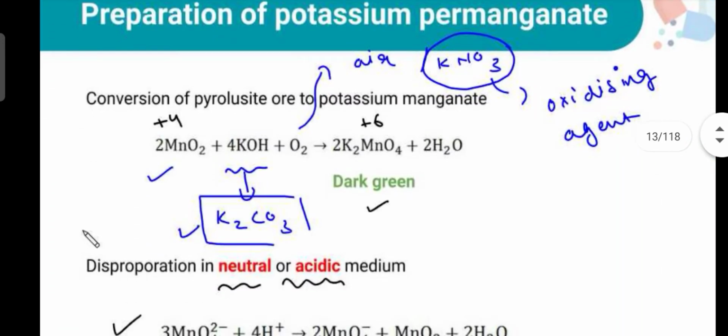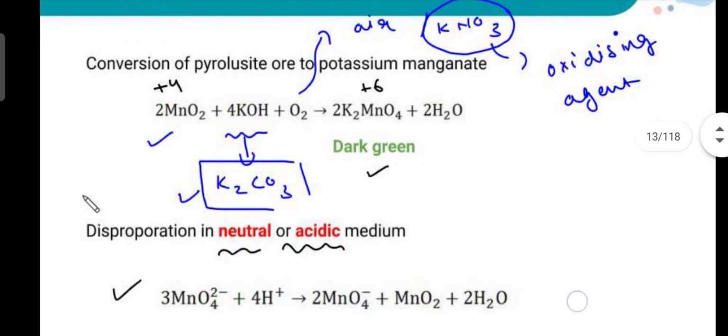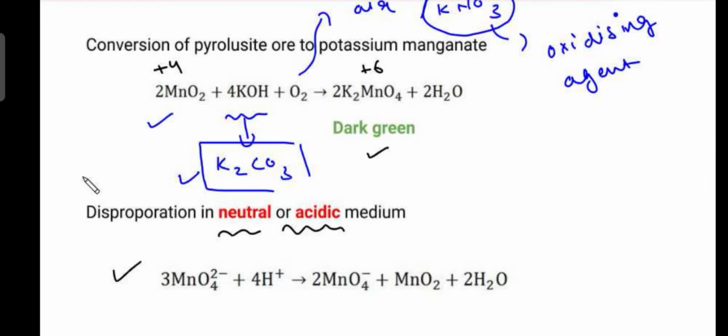Now next, how to prepare potassium permanganate. Conversion of pyrolusite ore to potassium manganate: 2MnO2 plus 4KOH plus O2 will give 2K2MnO4 plus 2H2O. It is dark green in color. So see, it is not permanganate, it is manganate. On adding KOH to pyrolusite, we will get a dark green compound which is K2MnO4. It is known as potassium manganate.